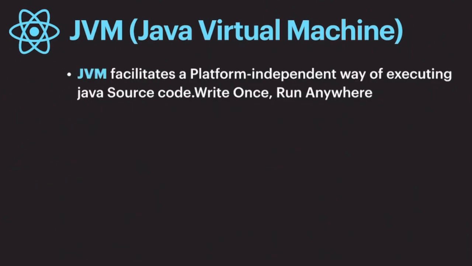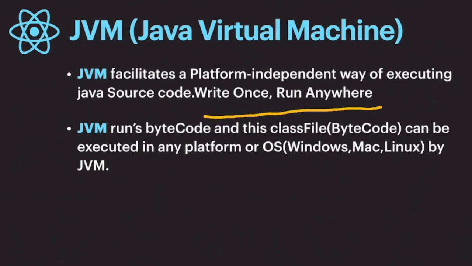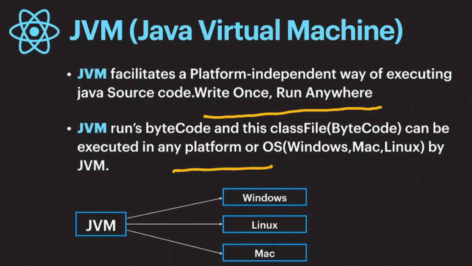Another feature of the JVM is that JVM facilitates a platform independent way of executing Java source code: write once and run anywhere. So JVM runs bytecode, this class file. So the class file is actually the bytecode and can be executed on any platform. So with the help of the JVM, we can run the Java program on any system. We can create it on one machine and we can run it on another machine and another OS. So the diagram is showing that with the help of the JVM, we can run the Java program on Windows, Linux and Mac and other OS if we are using.